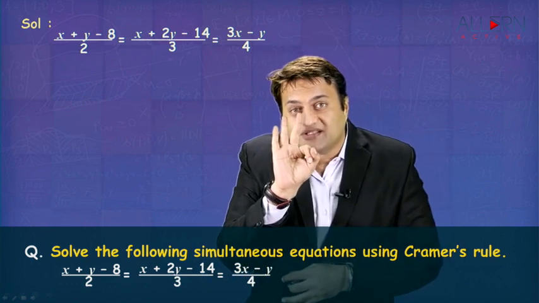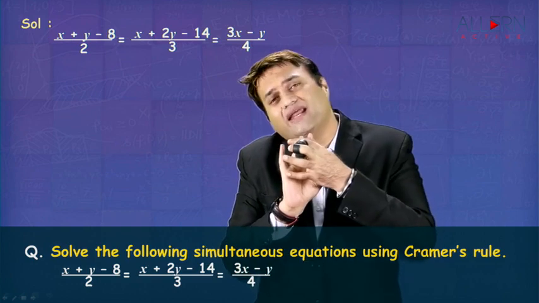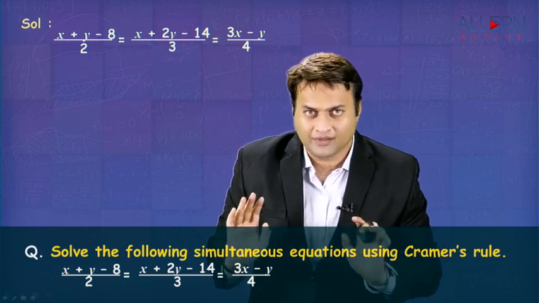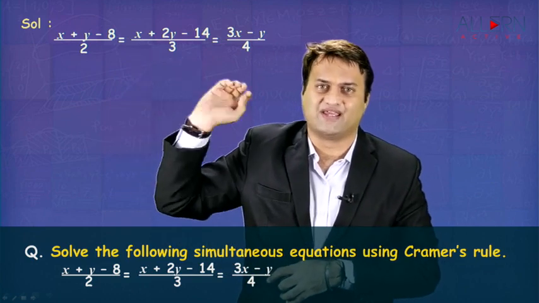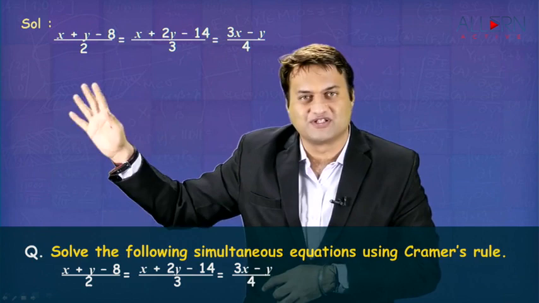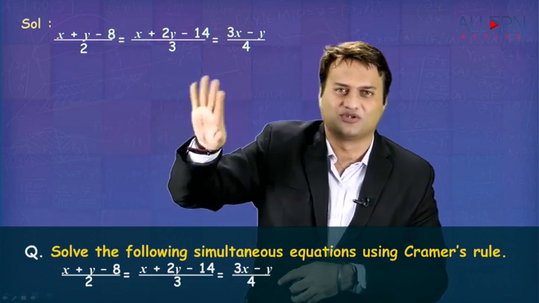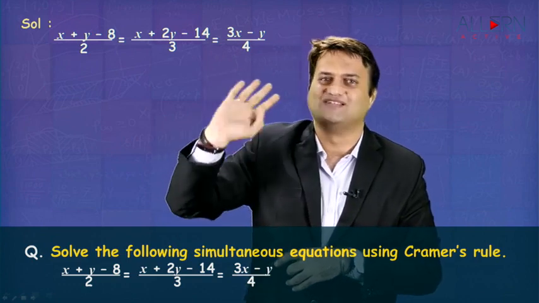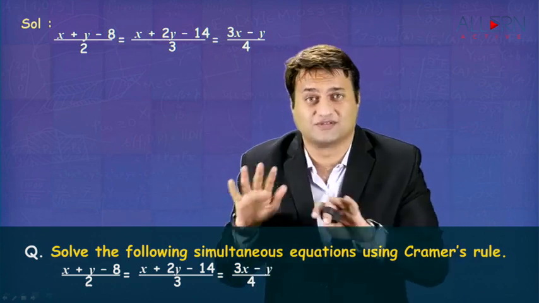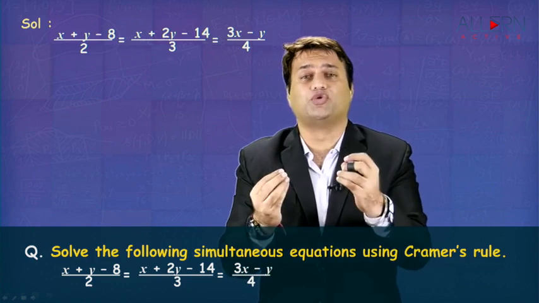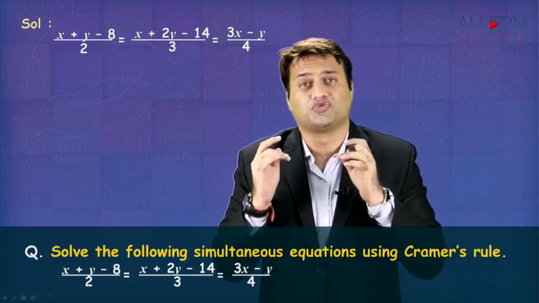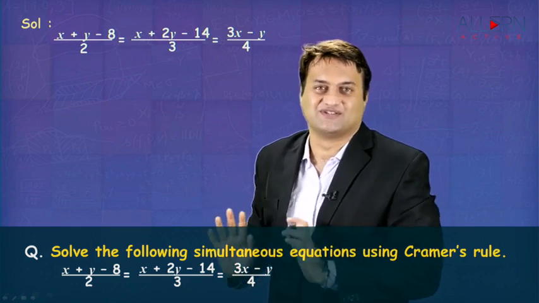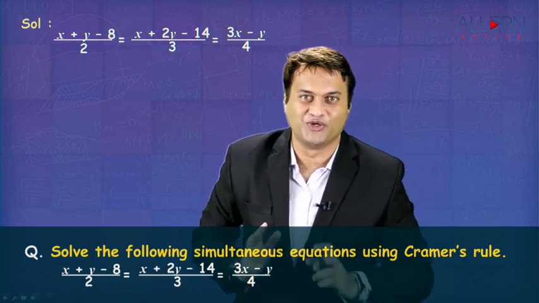Now out of these three possibilities, you select any two, any two of your choice, right? Either first is equal to second and second is equal to third, or first is equal to second and first is equal to third, whatever. The choice is yours. Second is equal to third and first is equal to third, that choice is yours. Consider any two possibilities, solve them, simplify them, and you will get your two equations. Let's see how we do it.